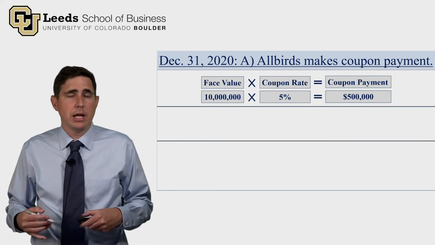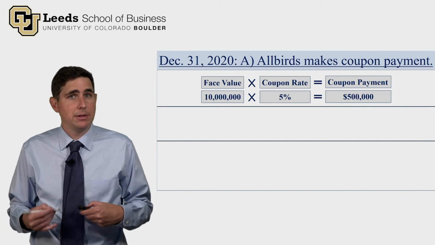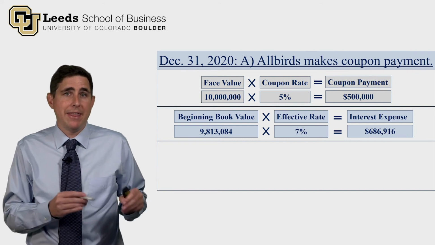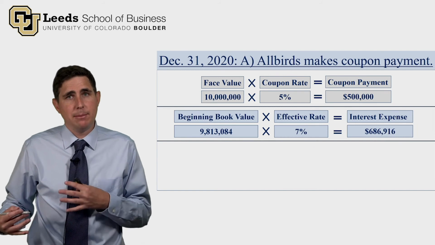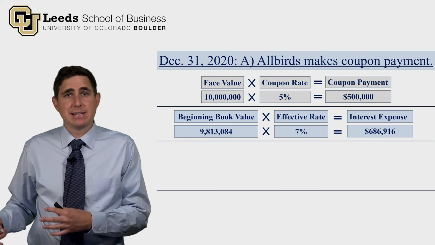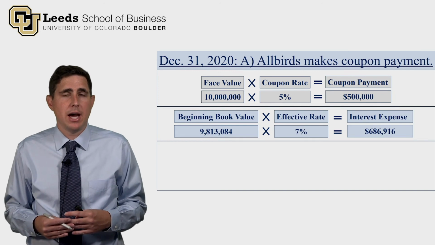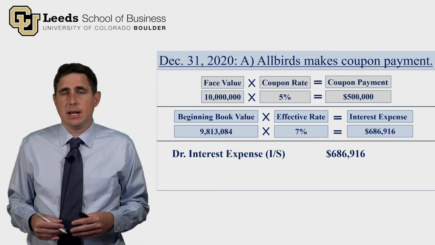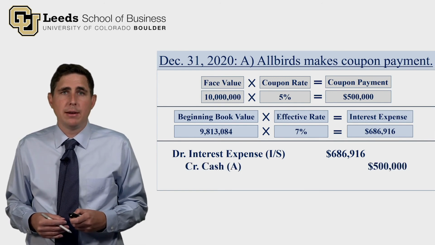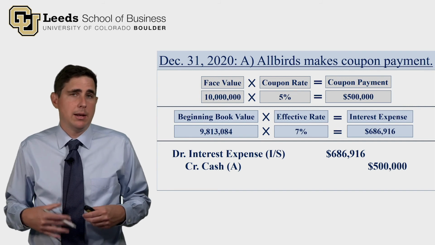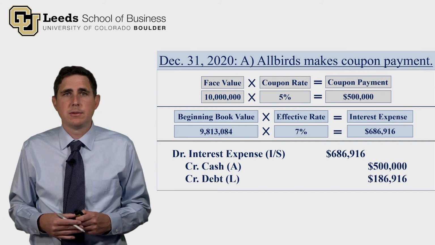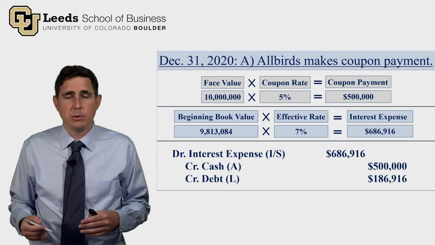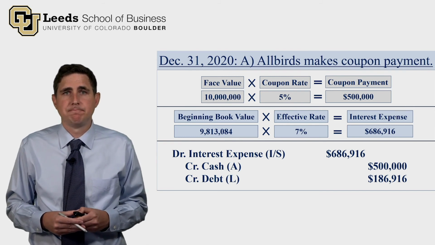Interest expense is calculated in the same way, but the beginning book value is now different. The beginning book value is now $9.8 million. We'll multiply that new beginning book value times, again, the same effective rate, and now we'll get interest expense slightly higher, $686,916. So here's the journal entry. Again, we debit interest expense for $686,916, and we'll credit cash for $500,000. And same as before, the difference between these two amounts, again, amortizes the debt balance up towards its face value. This time, the difference between these two numbers is $186,916.